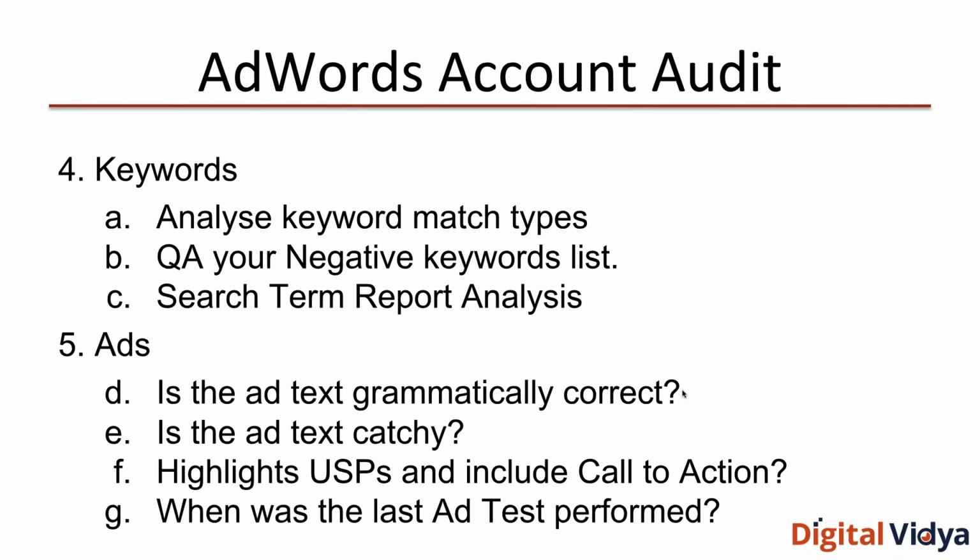QAing your negative keyword list means looking at the negative keyword list. That is, you go to the negative keywords tab under the keywords. Sometimes, as I told you, there will be no negative keywords, in which case you need to suggest adding. Sometimes you might see very few negative keywords, not enough, so you can suggest more negative keywords. And how can you get ideas for negative keywords? By looking at the search term report. If you find irrelevant terms triggering the ads, those can go into the negative keyword list.